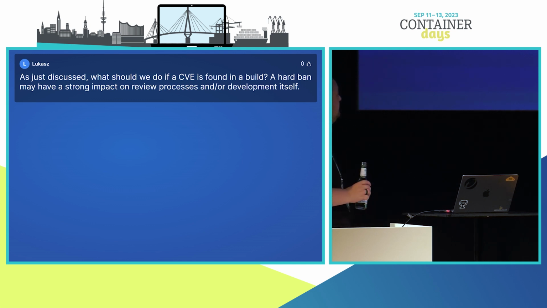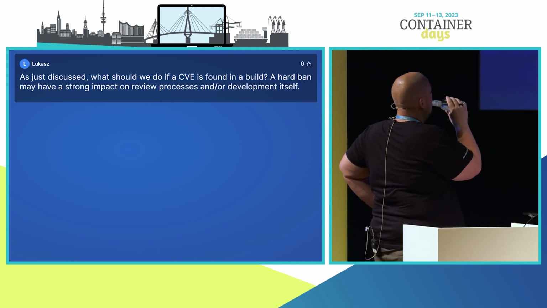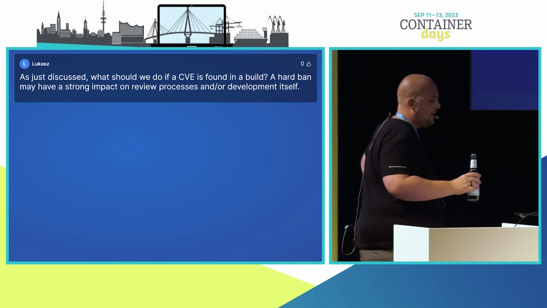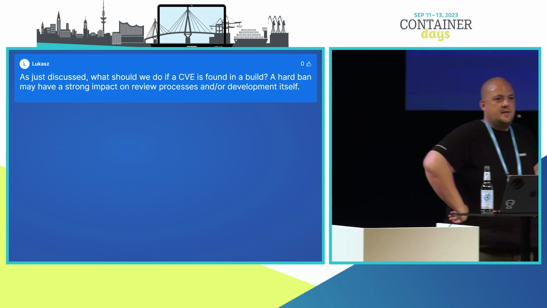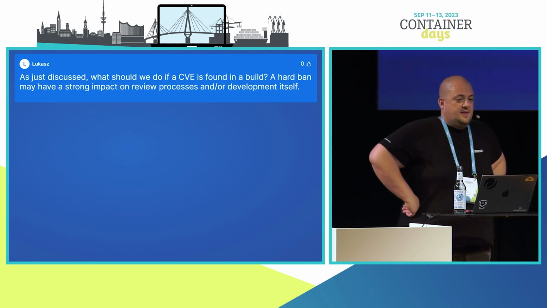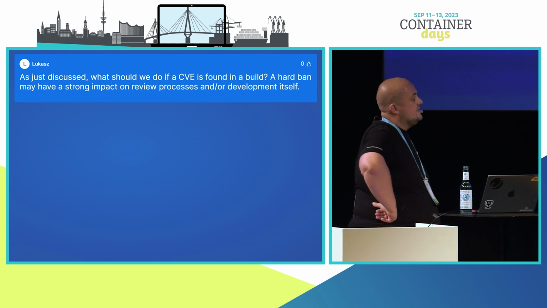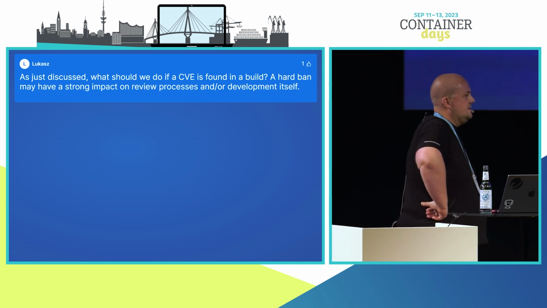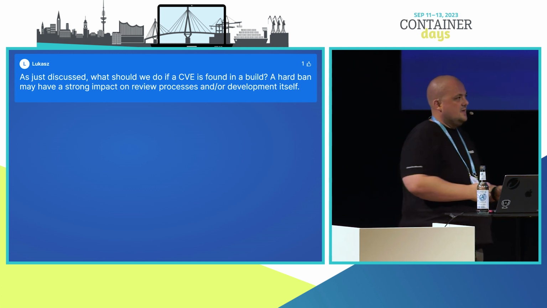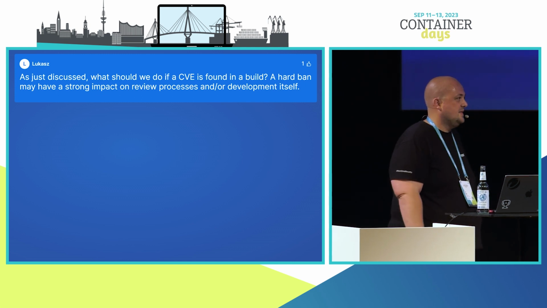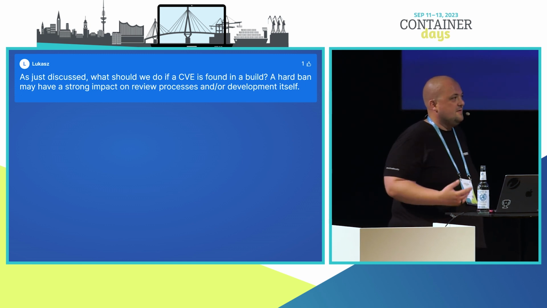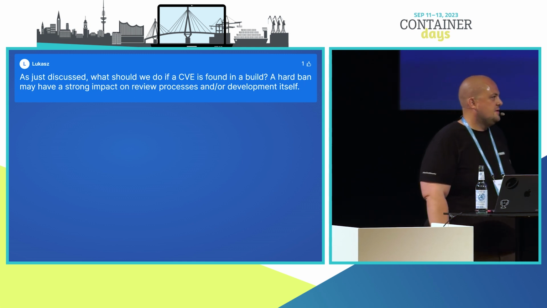As discussed, what should we do if a CVE is found in a build? A hard ban may have a strong impact on review processes and/or development itself. In my personal opinion, those breaks are usually qualified as medium, low, high, or critical. If you have findings that are medium or low, you might just review them and want to be notified about those smaller-impact CVEs. But if it's in the ballpark of critical and high, I would break the build and review it, because it might take some time to fix, but I don't think that everybody wants to have a high or even critical CVE within their actual deployment.